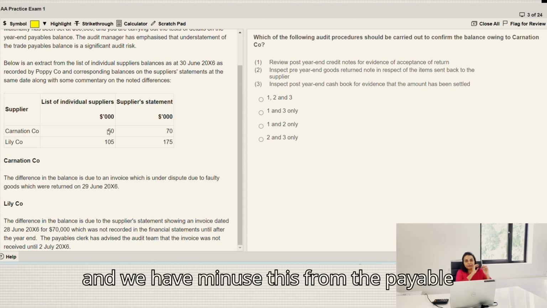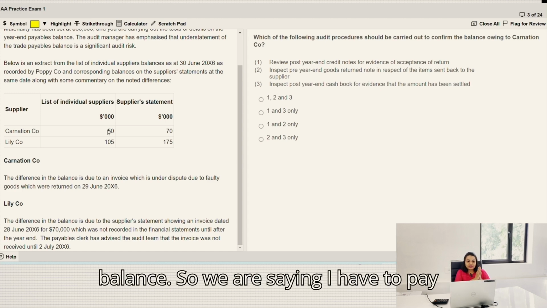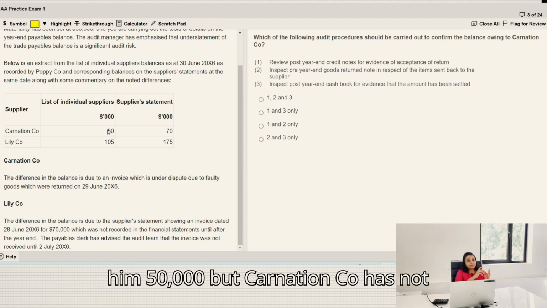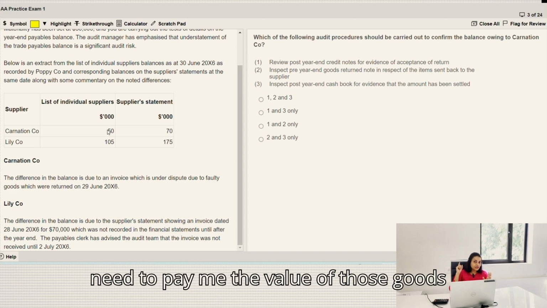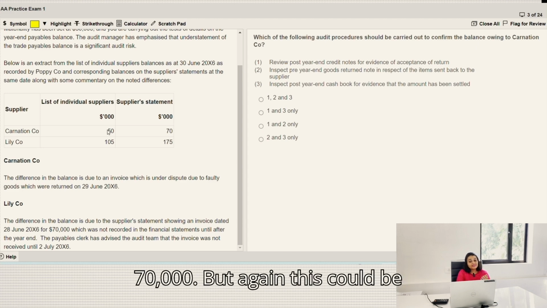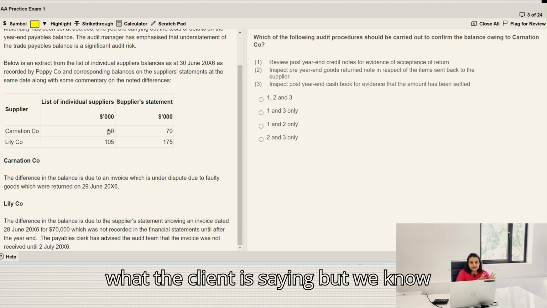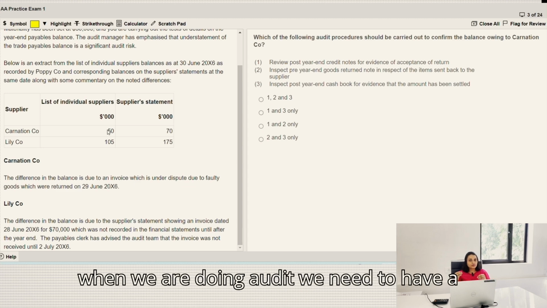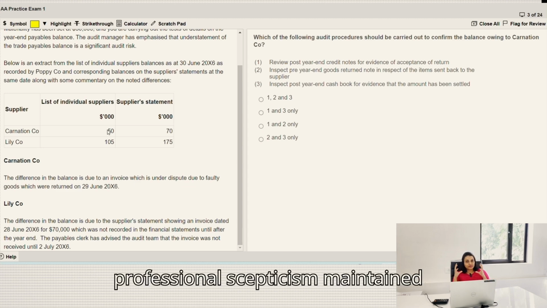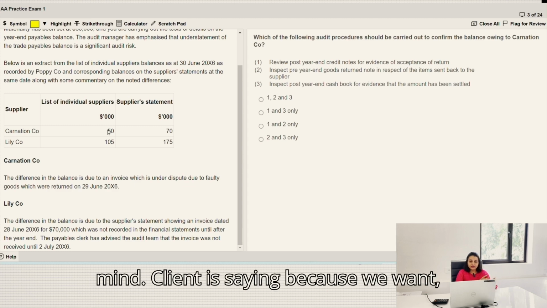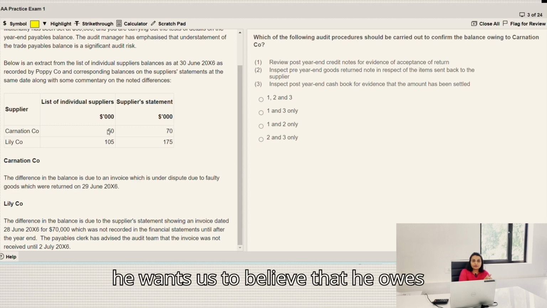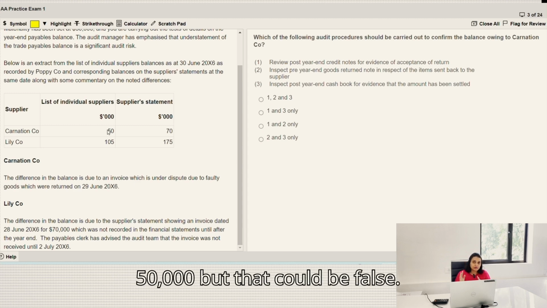And we have minus this from the payable balance. So we are saying I have to pay 50,000. But Carnation Co has not minused it, and he's saying you still need to pay me the value of those goods, 70,000. But again, this could be what the client is saying, but we know when we are doing audit, we need to have professional skepticism maintained, wherein we have to have a questioning mind. Client is saying because he wants us to believe that he owes 50,000, but that could be false.